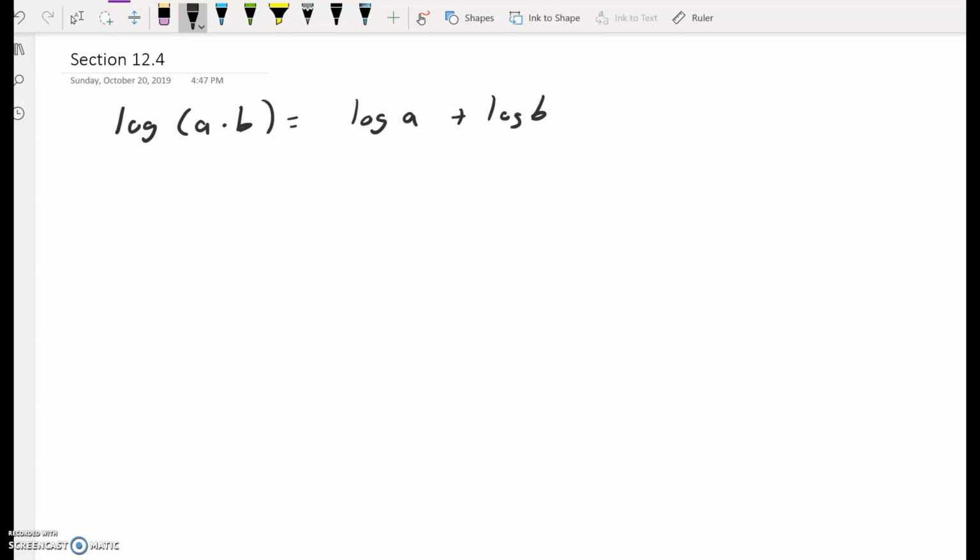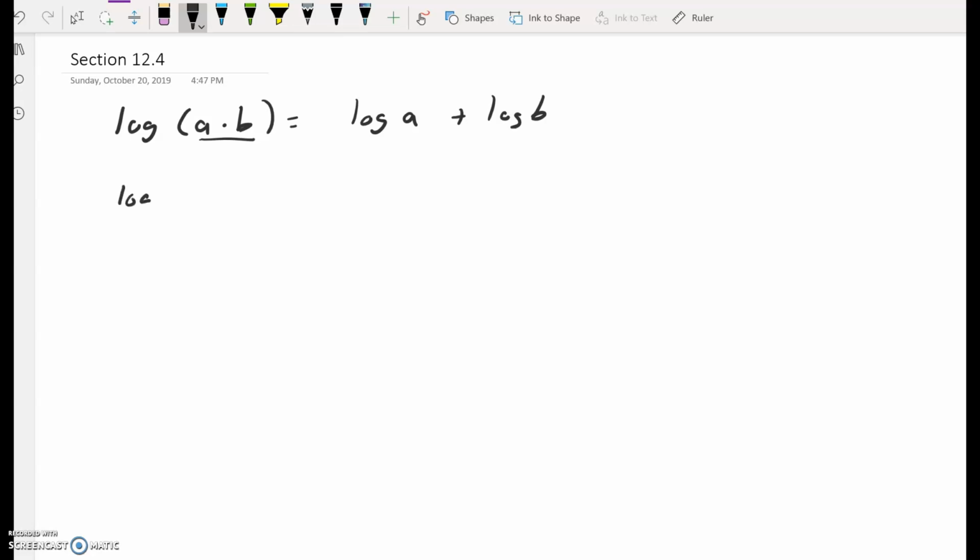There are some properties we can use when we're working with logarithms and solving equations that have logarithms in them. The first is that, given proper conditions on a and b and their sign, the logarithm of the product of a and b is not the product of the logarithms, it's the sum of the logarithms. So the logarithm of a times b is the logarithm of a plus the logarithm of b.